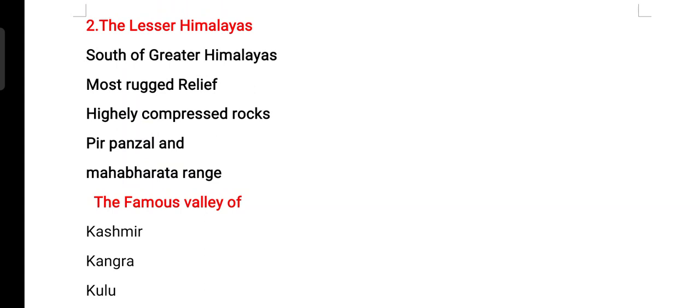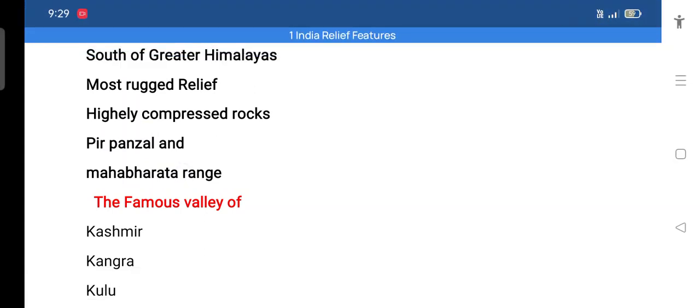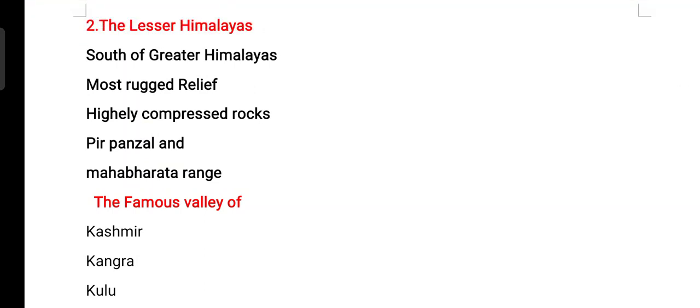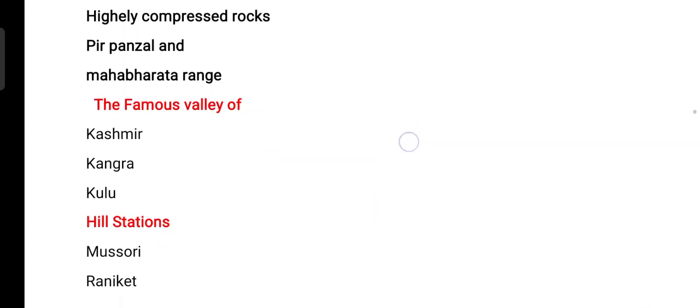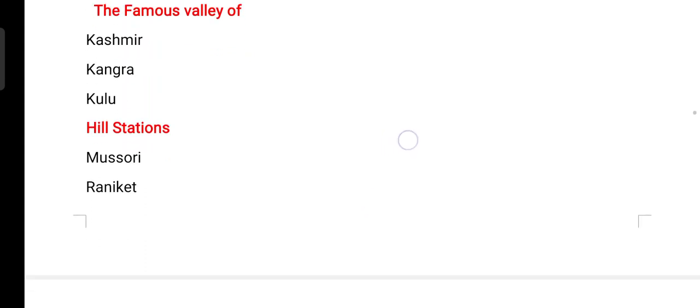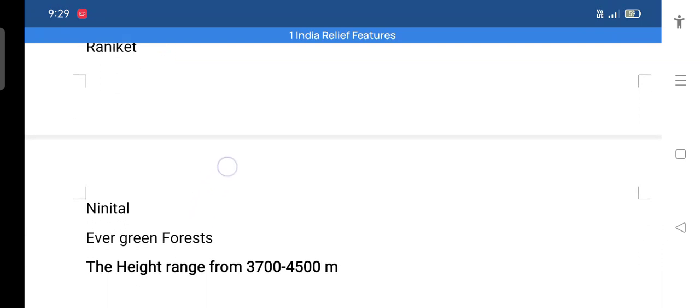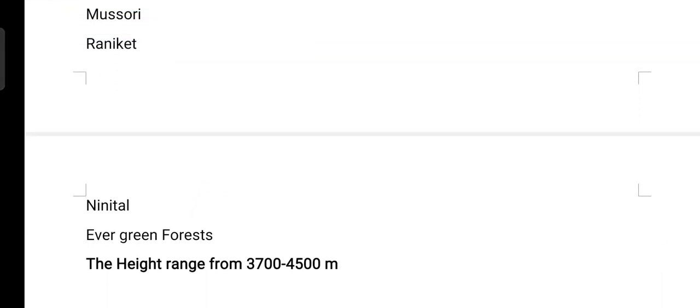What are the ranges? These ranges are mainly, first one, Pir Panjal, and second one is the Mahabharata range. And also we can find the famous valleys here. What are the famous valleys? The famous valleys of Kashmir, Kangra and Kulu. And we can also find some hill stations there. What are the hill stations? Mussoorie, Ranikhet, Simla, Nainital. These are some hill stations in the Himachal.